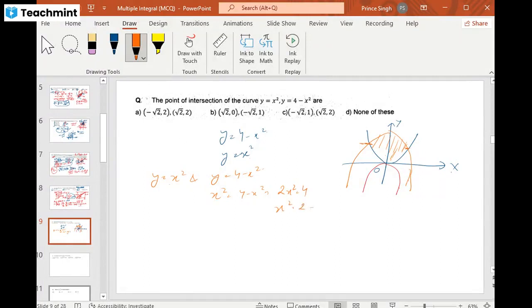So x square equal to 2, so the value of x comes out to be plus minus root 2. If x equal to plus minus root 2, y equal to 2. Y is positive. So the point of intersection is symmetric. One point lies on the left hand side, the other on the right hand side. So its value is minus root 2, 2, and this is root 2, 2. So it means that the correct answer is option A only.